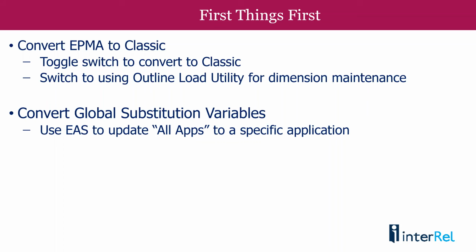Then convert any of your global substitution variables to application or database level. It might be redundant, because if you have current year as a server variable and you have 5 planning apps, you're going to have to add current year to each planning app. It'll make the migration easier, even though the prep work is a little more tedious.